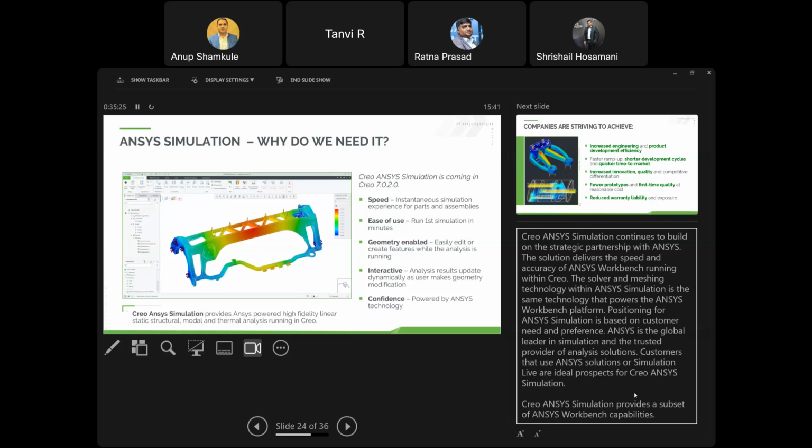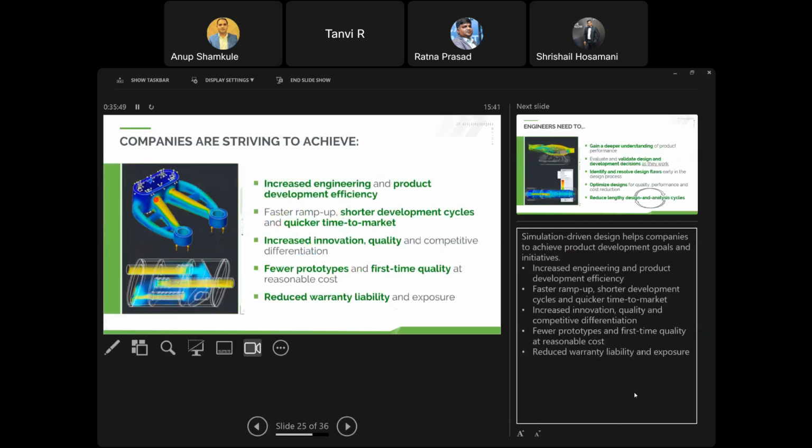As of now, Creo Ansys simulation, structural and thermal solutions have been embedded, and there's a roadmap to develop it into other solutions as well. Now, when you look at these solutions, we are also looking at why anyone looks at a simulation solution.